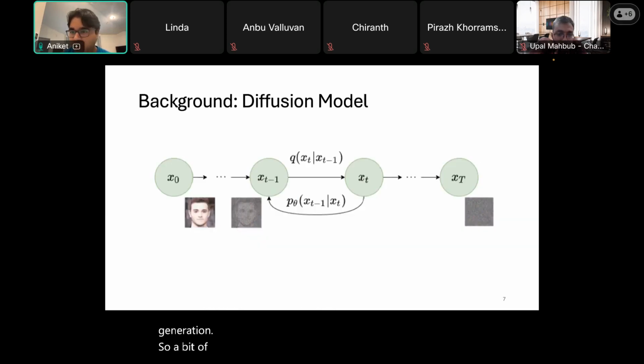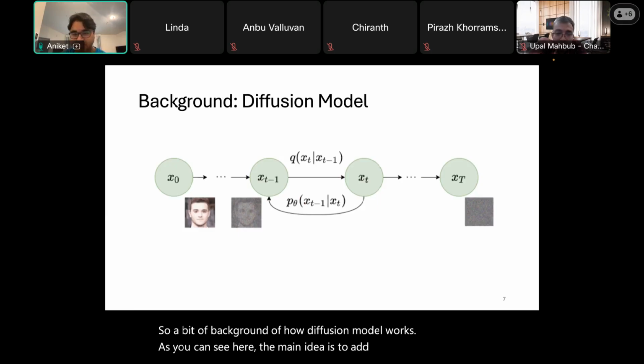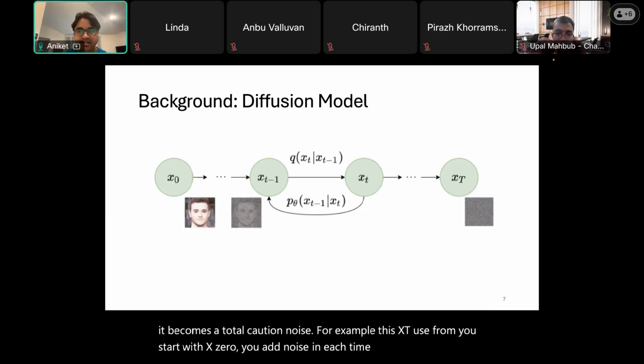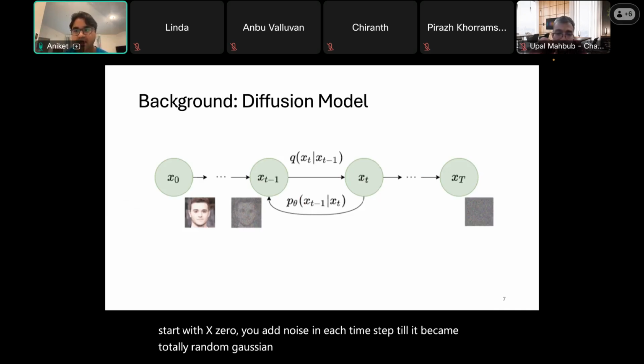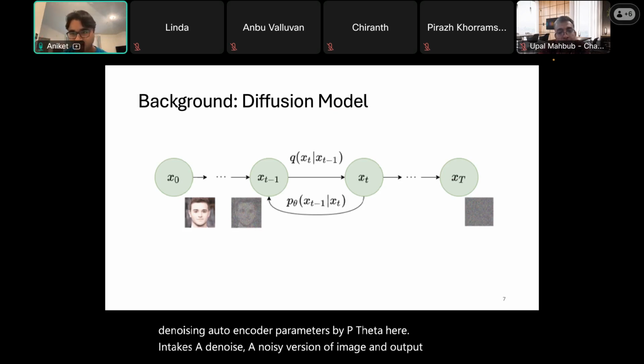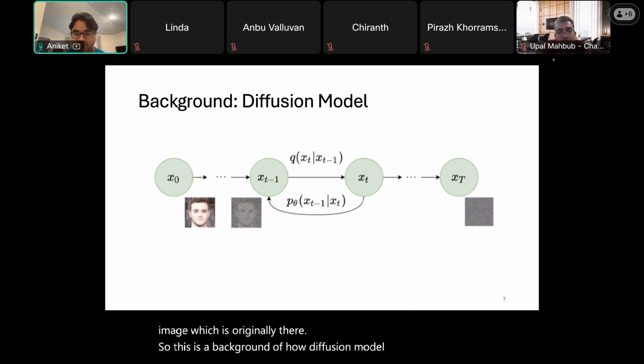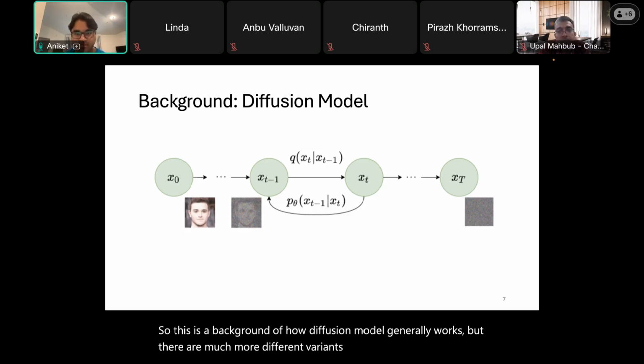A bit of background on how a diffusion model works. The main idea is to add noise to the images until it becomes total Gaussian noise. For example, you start with x0 and add noise at each time step until it becomes totally random Gaussian noise. The goal is to learn a denoising autoencoder parameterized by p theta, which takes a noisy version of the image and outputs a denoised version of the image. Finally, the goal is to reconstruct the image which was originally there. This is the background of how a diffusion model generally works, but there are many different variants which I'll discuss again.